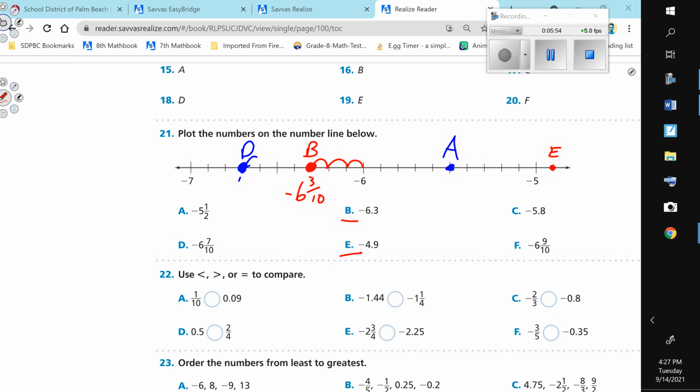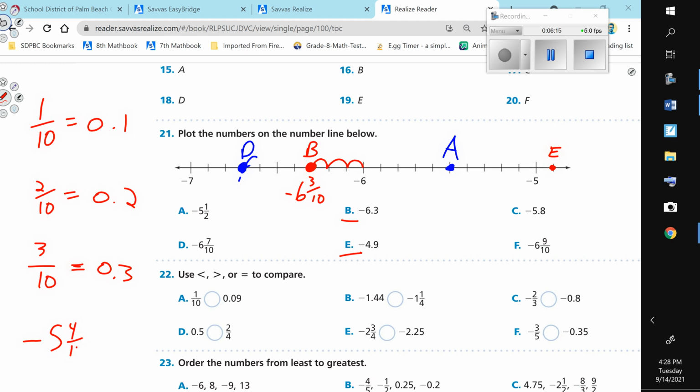Okay? So that's 0.1, 0.2, 0.3. So remember that. Or 1/10. So here's your help. 1/10 is equal to 0.1. 2/10 is equal to 0.2, and so on. That's the pattern. 3/10 is equal to 0.3. So, for example, negative 5 and 4/10, you would go to negative 5.4, or vice versa.